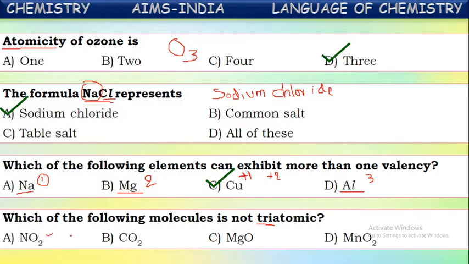So it is triatomic. If you see carbon dioxide, 2 atoms of oxygen and 1 atom of carbon, so it is also triatomic. If you see MnO2, 1 atom of manganese and 2 atoms of oxygen, so it is also triatomic. If you see magnesium oxide, MgO, there is 1 magnesium atom and 1 oxygen atom. Totally only 2 atoms are there, so it is a diatomic molecule. It is not a triatomic molecule.